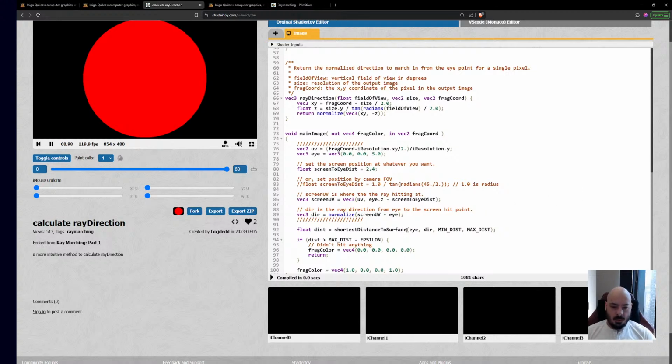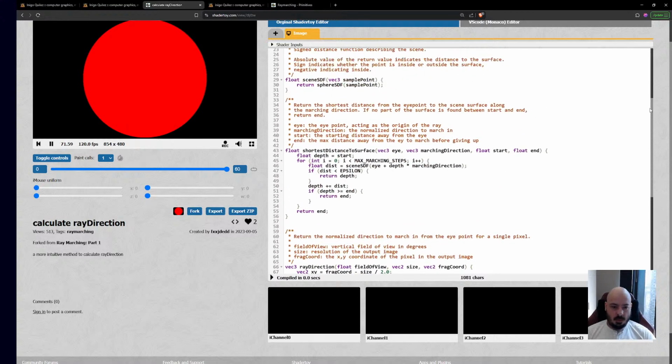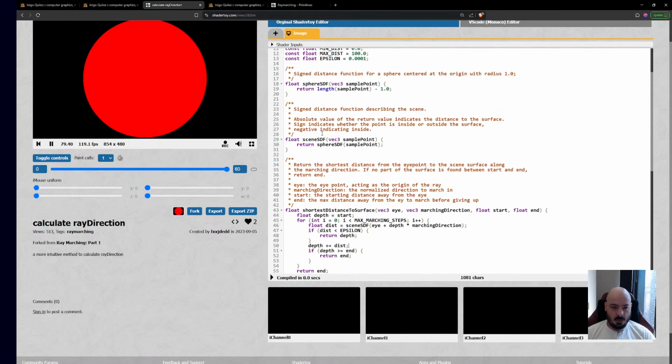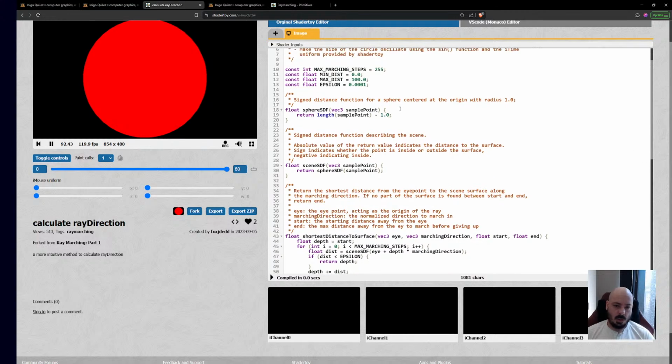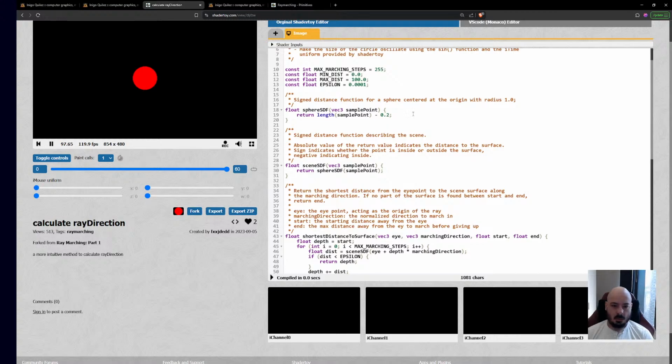Shortest distance to surface, I direction, min dist, max dist, and so on. So this is the scene. So this all makes sense. That's fine. The sphere SDF is -1. Why is it -1? I guess if we change this, it's going to be small. Yeah, okay. So this should just be like radius, I guess, and then where is this?